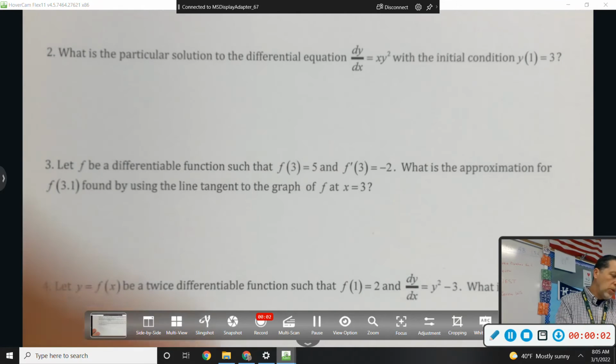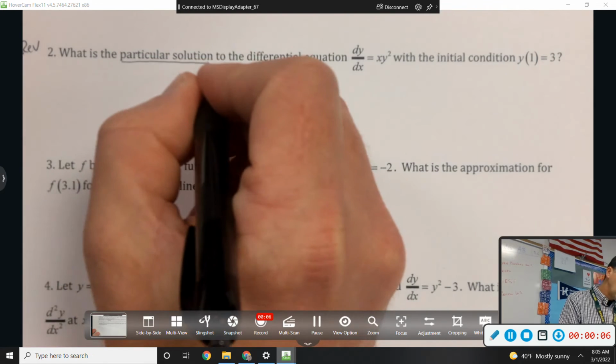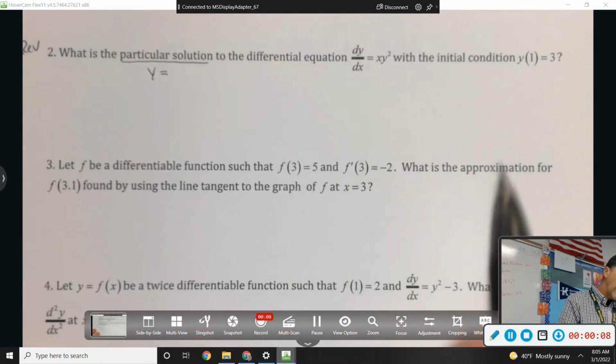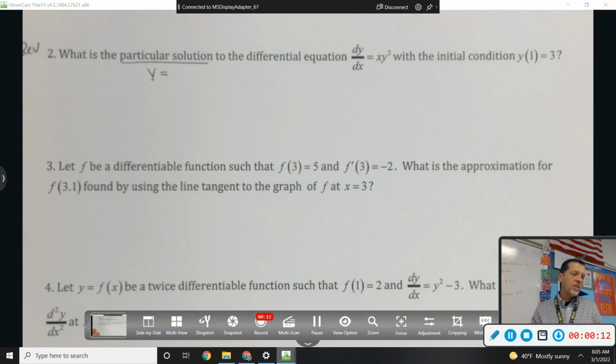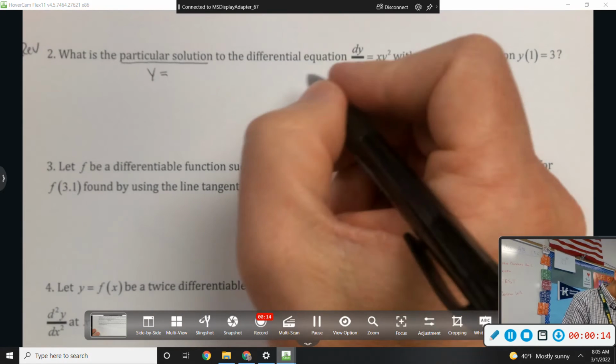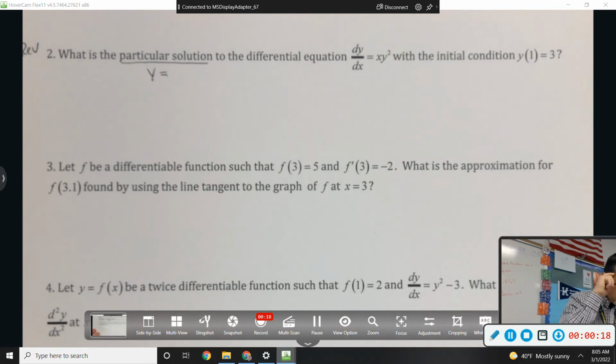So the review, number 2. What is the particular solution? That means I need y equals, and I need to use the initial condition so that I don't have c anymore, to the differential equation dy dx equals xy squared.